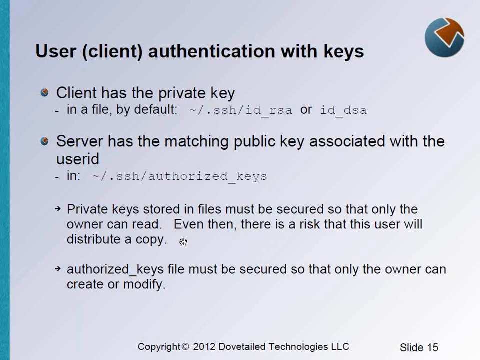Let's talk about some very important things. First of all, the private keys, these two files, need to be kept absolutely secret. You want to make sure that only the owner of these files on the client, in this home directory, only the owner of that file system, that user ID, can read them. Only the owner can read them.